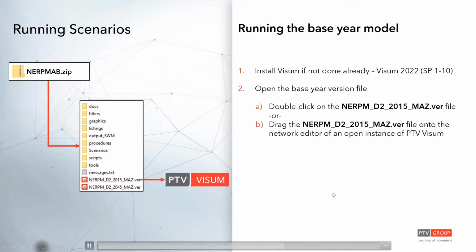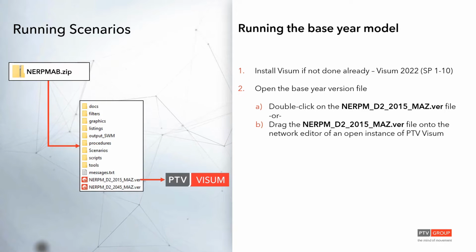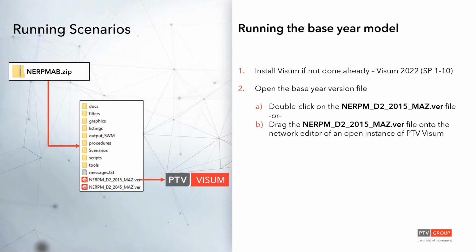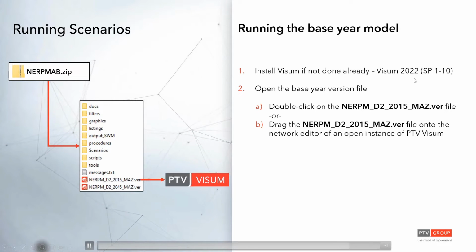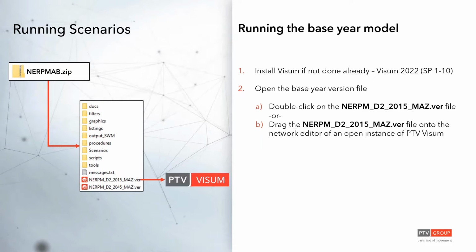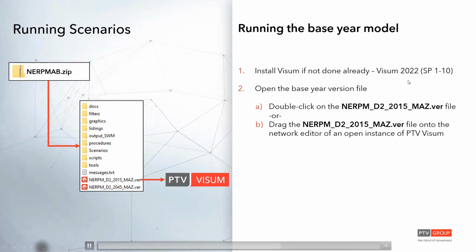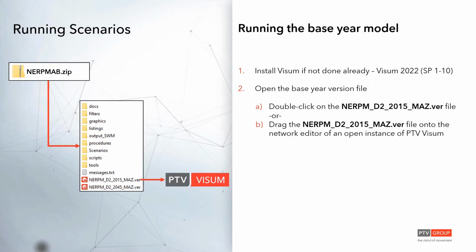And we went over this, to open the version file, you can simply double click, or you can right click on it and select the appropriate Visum version, or you can open Visum first and then simply drag and drop the version file. And I did mention this yesterday, but if you haven't done so already, please update Visum to the latest version. And if you do not have Visum, then if you're going to install Visum, then please install the latest version, because NERPMAB requires the latest version of Visum.